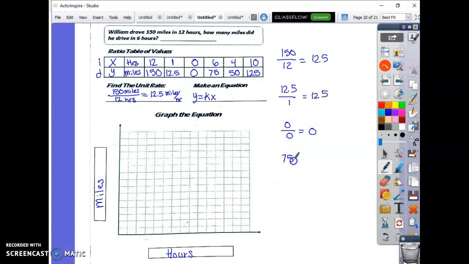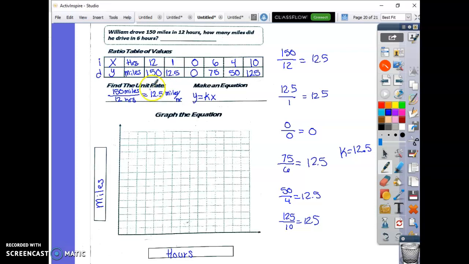And then 75 divided by 6, again, that's 12.5. And 50 divided by 4, again, 12.5. And 125 divided by 10, 12.5. Just making sure that our k is 12.5, right? So our value for k is 12.5.